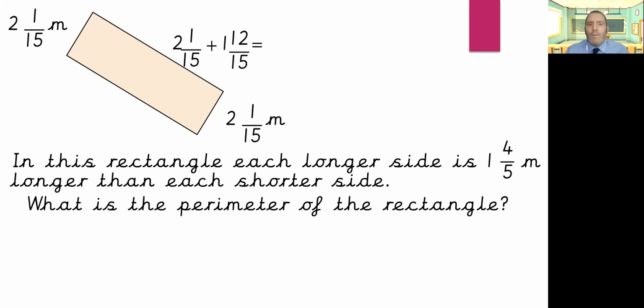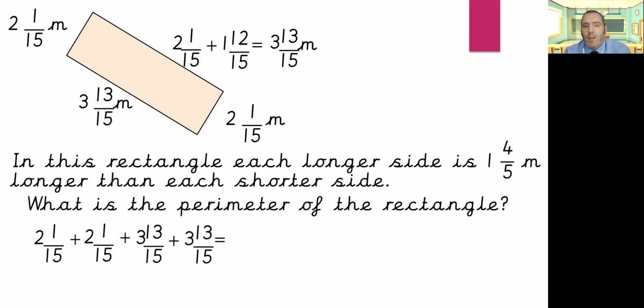So we've got 1 and 12/5. So I'm going to multiply 4/5 by 3 so that I get my denominators the same at the bottom. So I have 3 and 13/15 of a meter as the length for that side. So knowing rectangles, I know that I have 2 short sides, I have 2 long sides. So once I've worked out one long side, I can use it for the other long side. And now all I've got to do is add my numbers together.